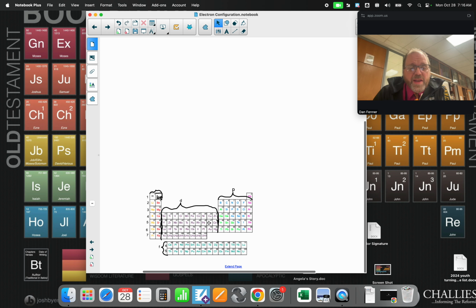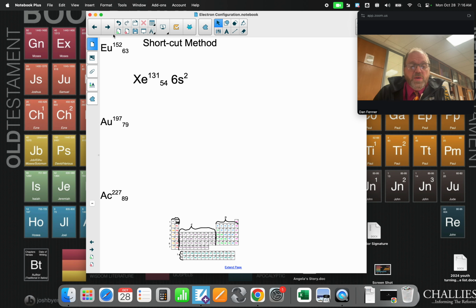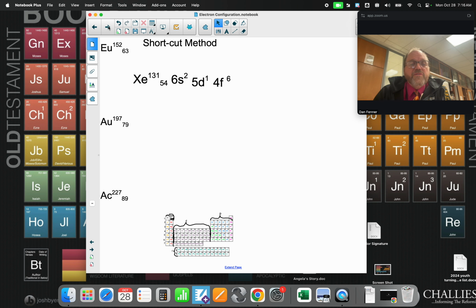If we find gold here, go up one level, all the way to the right. Xe is the last noble gas before gold. So we're going to put that one down, with the atomic mass and atomic number. Then we start from there: cesium, barium, 6s2. Lanthanum, 5d1. And then we drop down the Fs, cerium through europium, 4f6.